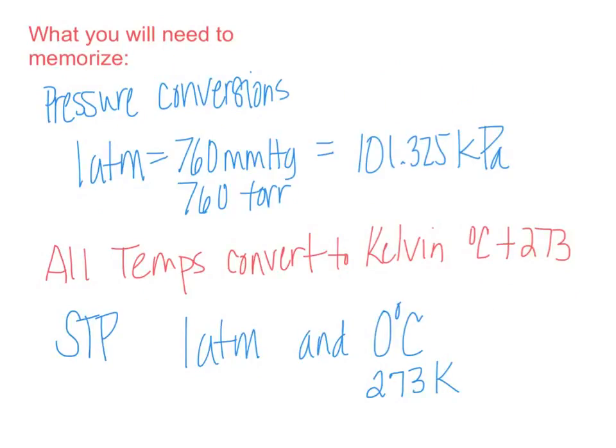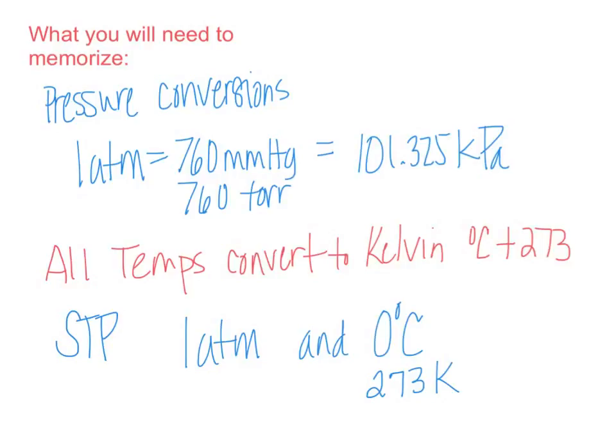So these are the things that you're going to have to memorize for the test. You need to know your pressure conversions. Remember, 1 atmosphere is equal to 760 millimeters of mercury, or torr, they're the same thing, which is equal to 101.325 kilopascals. You for sure need to know how to convert your temperature to Kelvin. It's the easiest conversion we have: Celsius plus 273. And remember, that is for every single temperature, every single time. No exceptions. Always have your temperature converted to Kelvin.